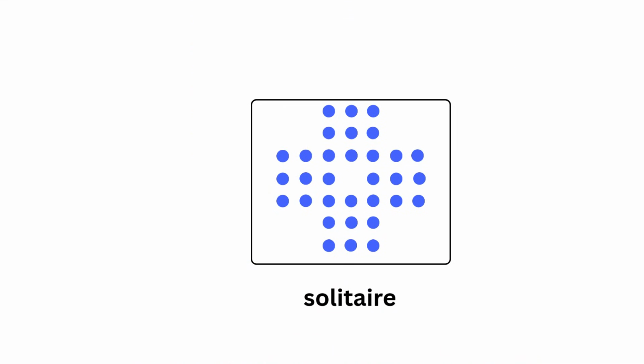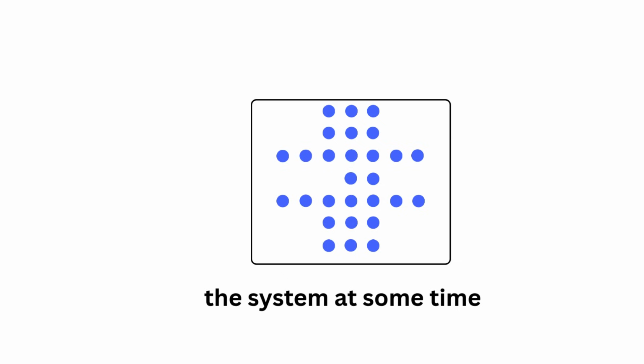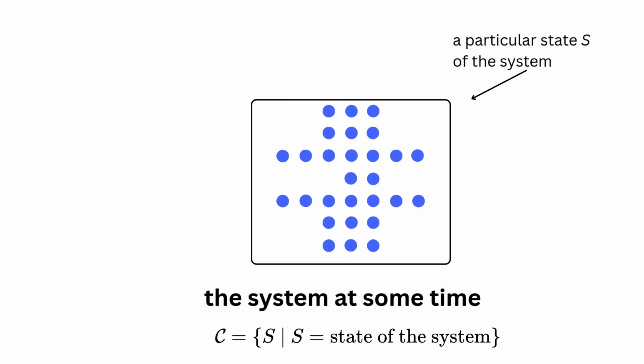For the remaining video, I will follow a physics terminology. I will imagine the pegs as being physical particles. Then the solitaire is a system of variable mass, that is, a system that ejects particles. At any given time, we can look at the system and record the position of the system's particles. This is called a state S of the system. The set of states is called the configuration space C of the system.